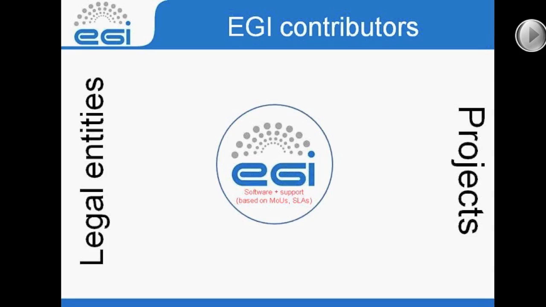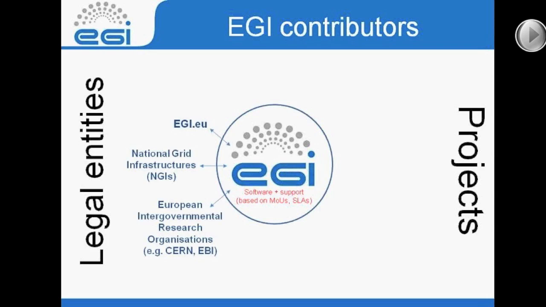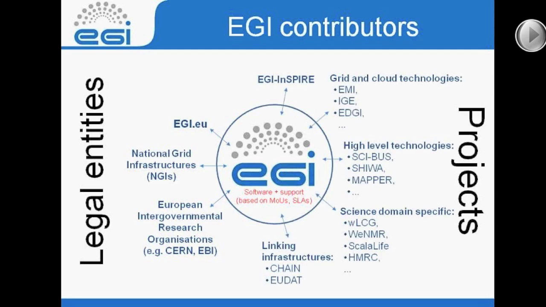So with each of these entities, we have either an MOU or an SLA or both. On the legal entities side, we have EGI.EU as the coordinator of the whole collaboration. We have national grid infrastructures, and we have European Intergovernmental Research Organizations, particularly CERN and the European Bioinformatics Institute. And on the project side, we have EGI Inspire as the key project that drives EGI towards sustainability.